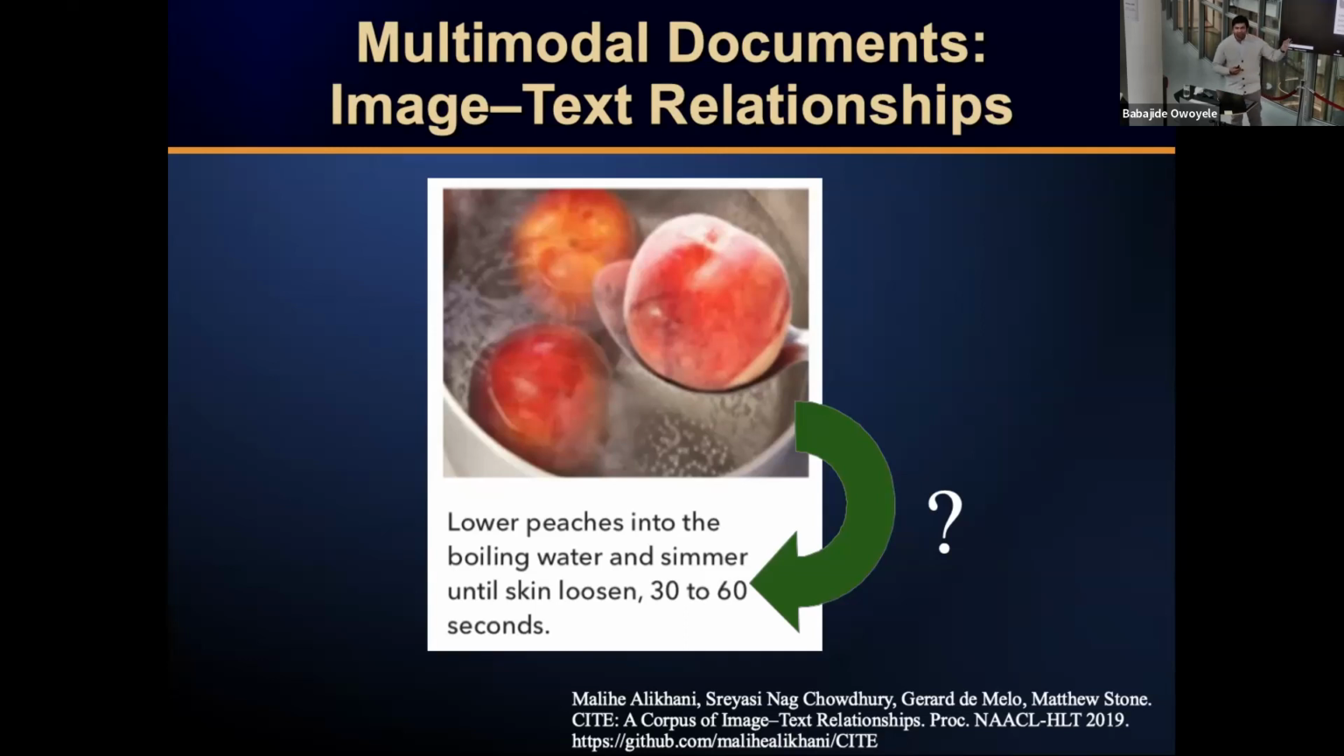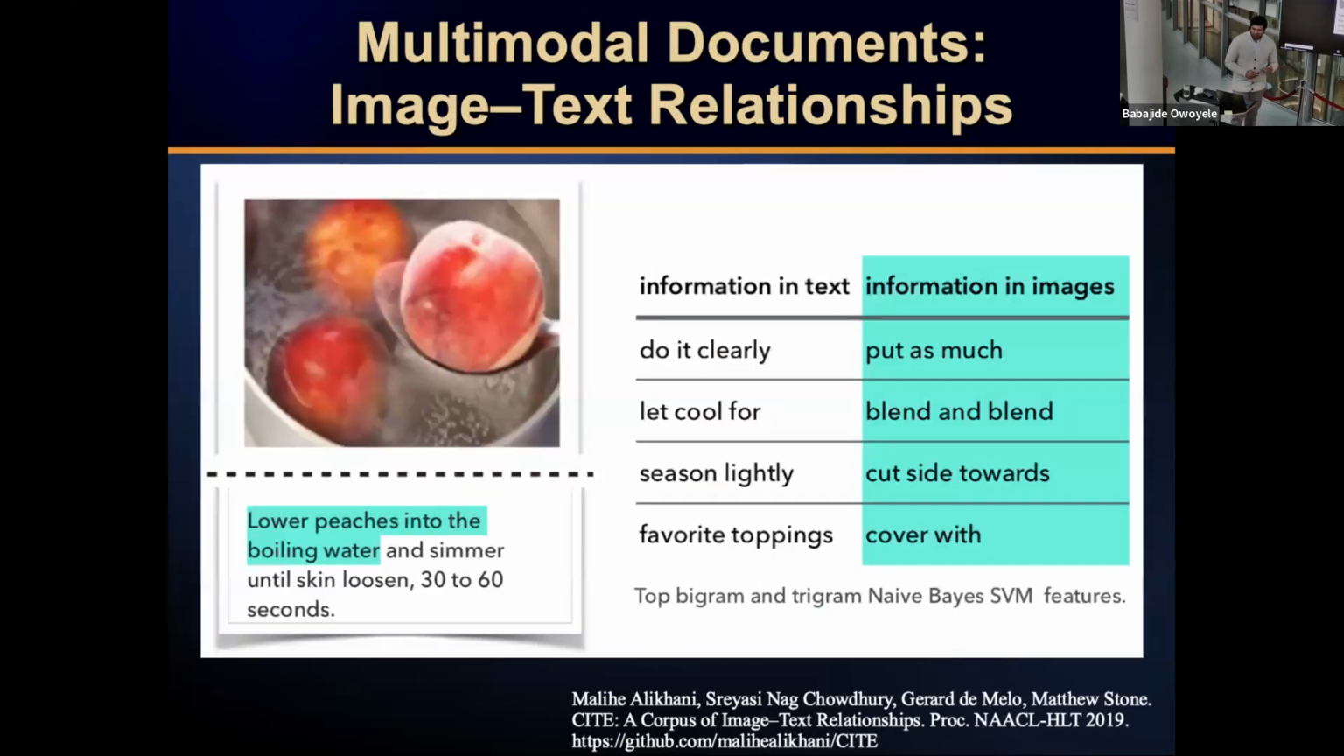Why am I putting an image in my document? What is the relationship? We've been looking at this, trying to label it and trying to see which parts people mention in the text, which parts are only visible in the image, and whether there is something interesting going on there. Certain kinds of things are easier to convey in an image, other things are easier to convey in text.